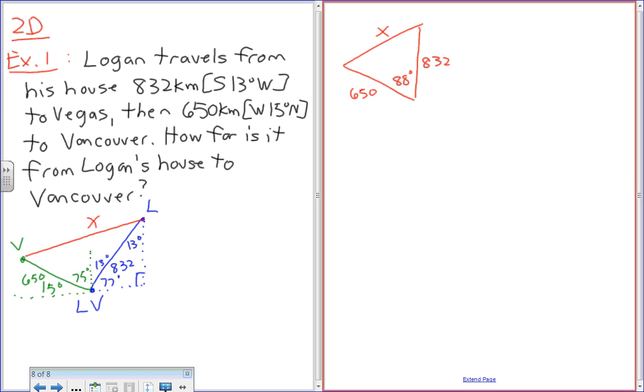Now, I would love to use sine law. Here we told the joke that I had a teacher named Mr. Lacey who would give me a question like this.